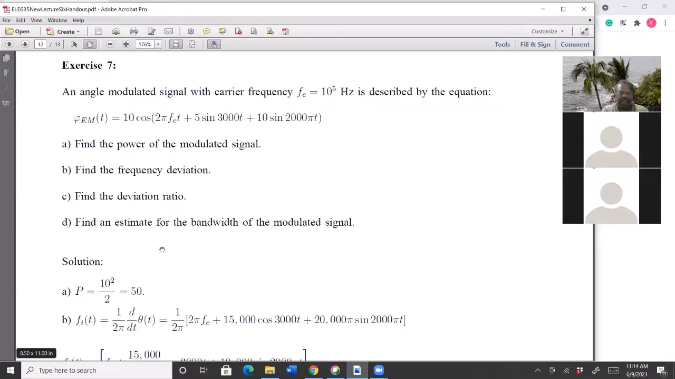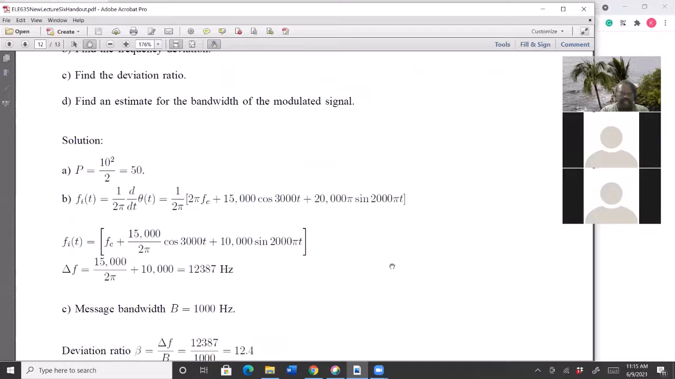So it is 50. The instantaneous frequency, you take this and differentiate and divide by 2 pi. So the derivative is 2 pi fc. The derivative of this is 5 times 3000 times cos. And then the derivative of this is 10 times 2000 pi times sine. Okay, something important is going to happen here. Not here. Okay, so fi is, you divide by 2 pi. So it is fc plus this over 2 pi. And here 2 pi cancels. The maximum frequency deviation, this is very important, is the peak value of this.